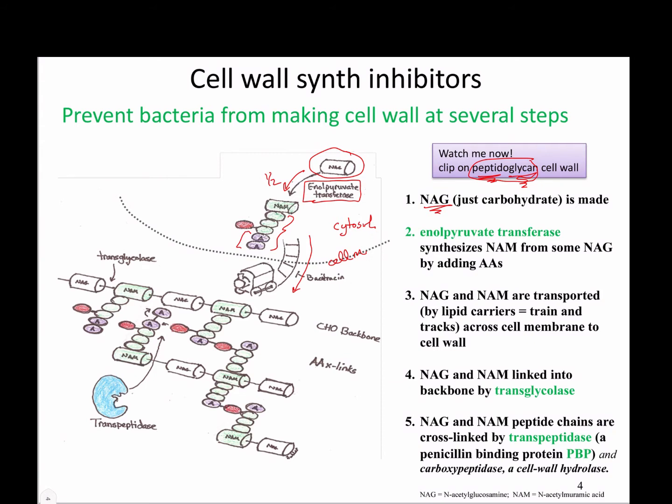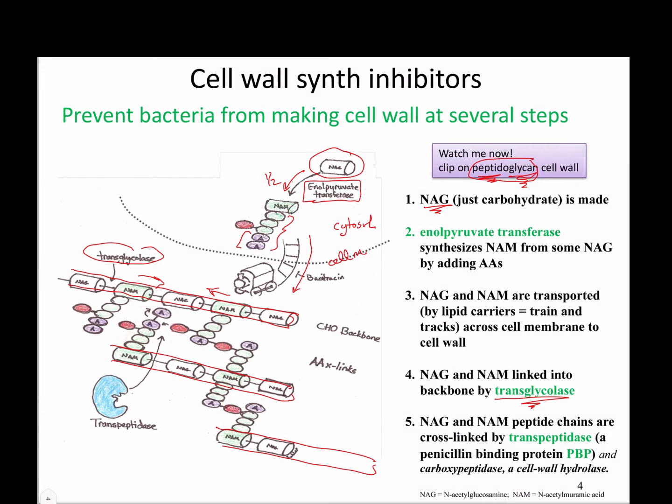Once that NAG and NAM is outside of the cell membrane, where the cell wall is going to occur, we're going to see that they're going to be linked together, which if you were thinking about a raft made of logs, you can see here's a backbone here, here's a backbone here, here's a backbone here. And so you're going to be seeing these long backbones here. And those are linked together by transglycosylases. And here's transglycosylase. And you remember what it's linking together because these are the glyco or sugar backbones.